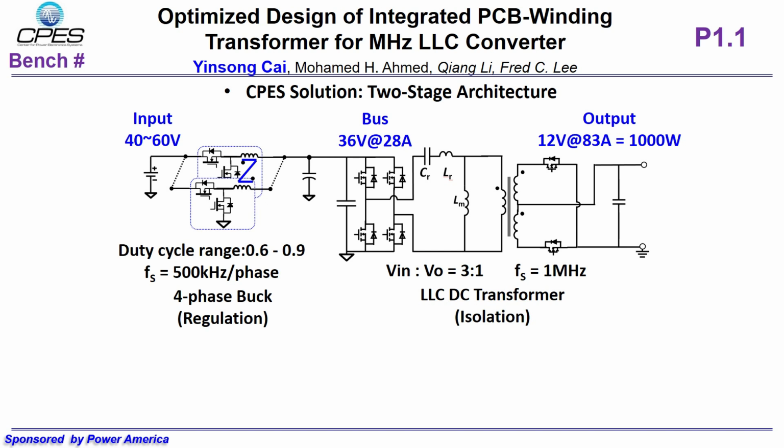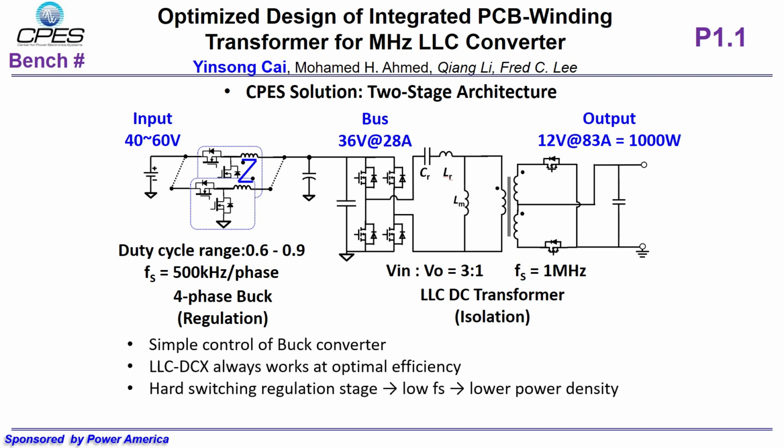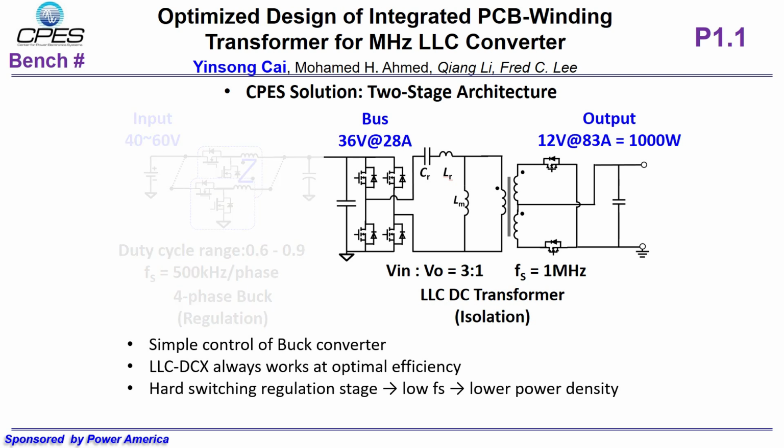The two-stage architecture benefits from the simple control of the buck converter, and the LLC DCX always works at optimal efficiency. However, at high switching frequency, the transformer design and optimization becomes a major challenge. The work is focused on the LLC transformer.